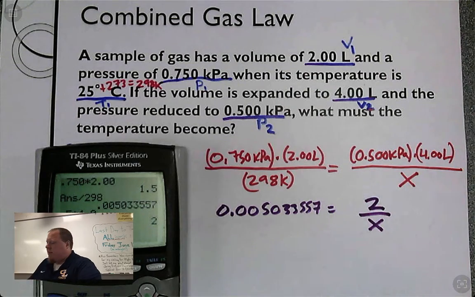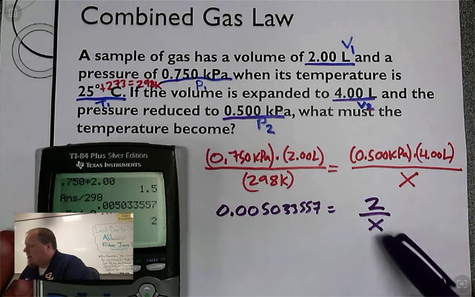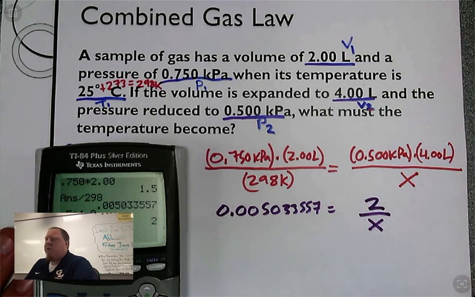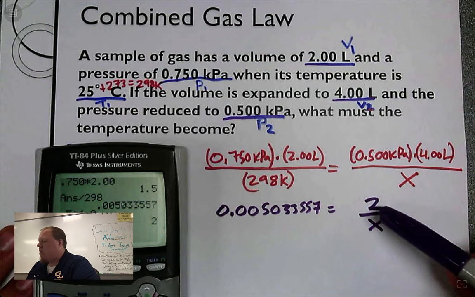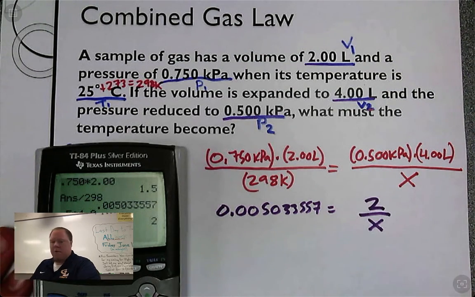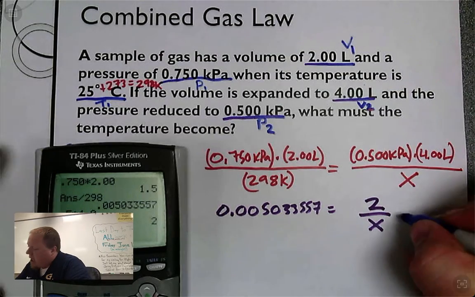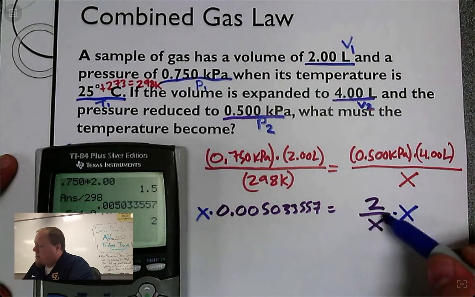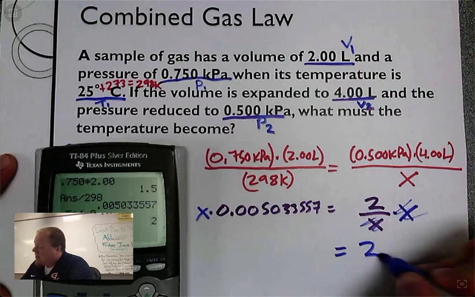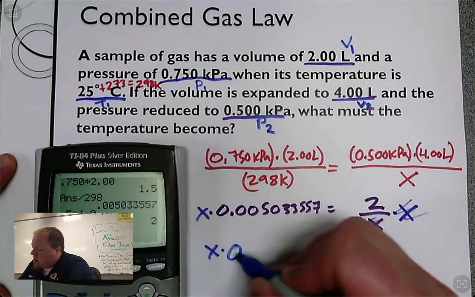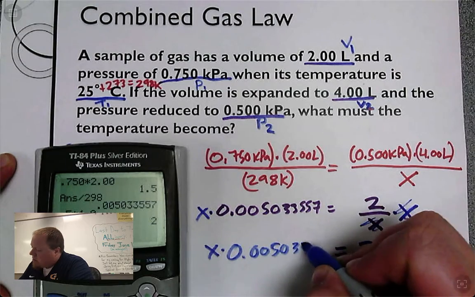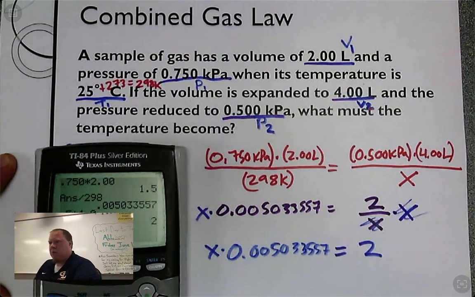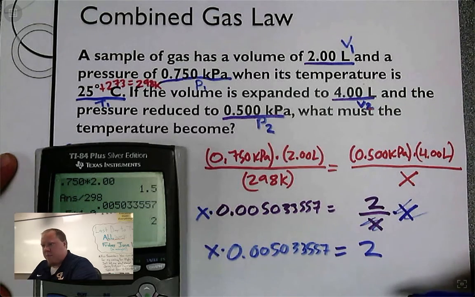Okay? So now that I've simplified it, next step is to get x by itself. Now there's a problem. X is on the bottom. It's a denominator. So I actually don't want to get x by itself. I want to first get it out of the bottom. Anytime you have x in the bottom, get it out of there. So I'm going to multiply both sides by x so it gets out of the bottom here. So what we're left with is 2 on this side, and then this is x times 0.005033557.